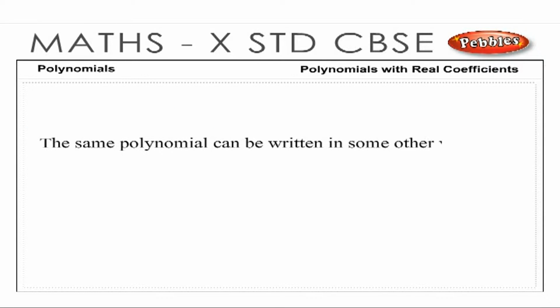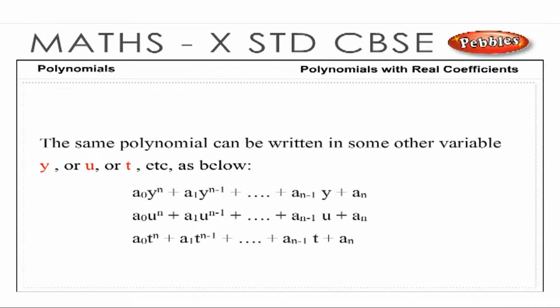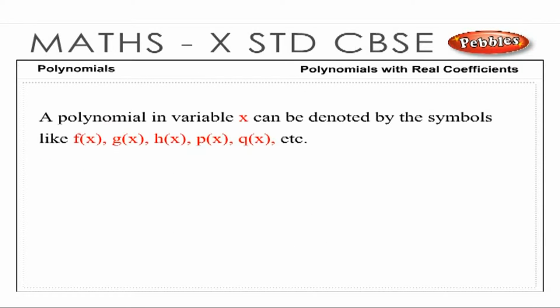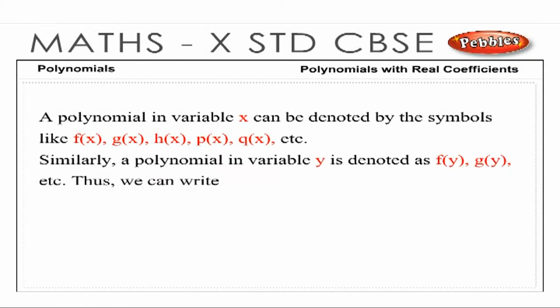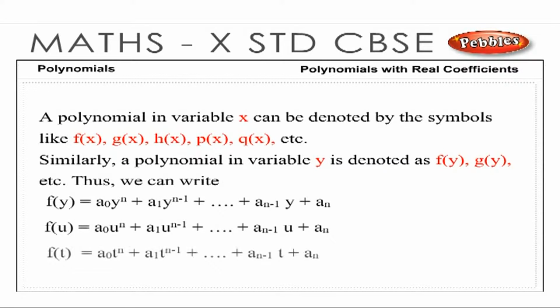The same polynomial can be written in some other variable, y or u or t, etc. as below. A polynomial in variable x can be denoted by symbols like f of x, g of x, h of x, p of x, q of x, etc. Similarly, a polynomial in variable y is denoted as f of y, g of y, etc. Thus, we can write f of y, f of u, and f of t as shown below.